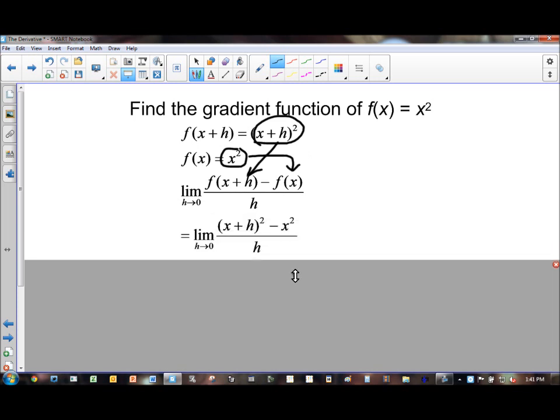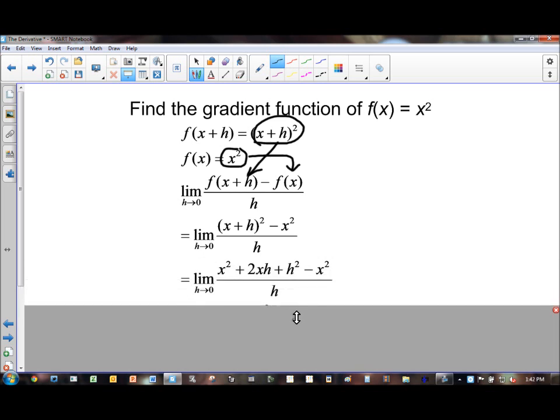Okay, so now it looks like this. h doesn't change, it's still h. So that's what I have. And if I were to plug in h equals 0 right now, I would get 0 over 0, which is indeterminate. So I need to do something else.